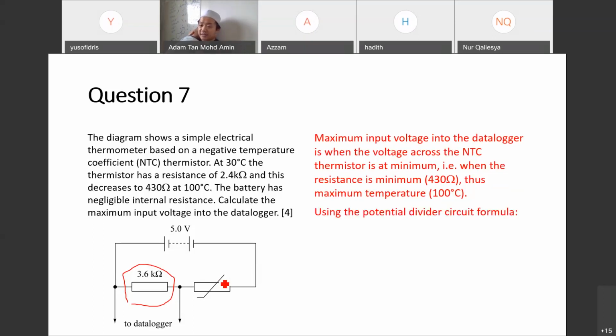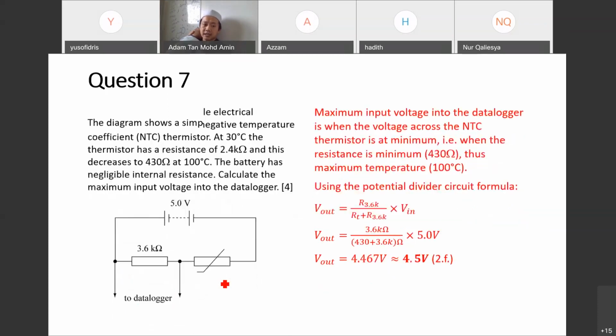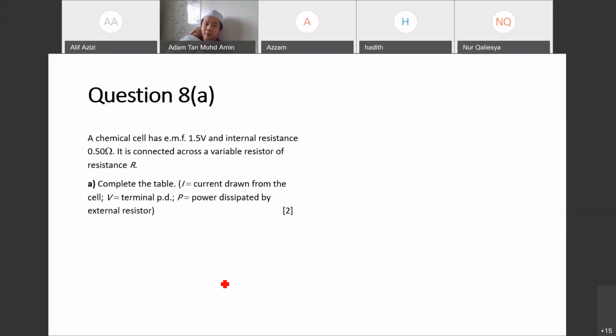So using the potential divider circuit formula, you get the value V out is 4.5 volts approximately, to the nearest two significant figures. Next question. So it's completing a table and then you sketch it out. So a chemical cell, 1.5 volts, internal resistance is connected across a variable resistor of resistance R. Sama dia punya setup dengan previous question 2, 4 and so on. So we have used the correct formula.